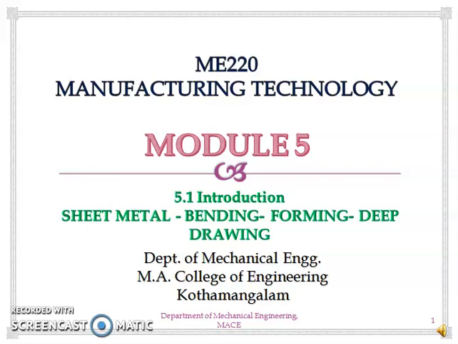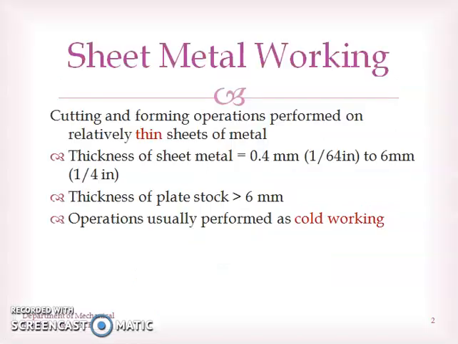Good morning, all. In today's session of Manufacturing Technology, we'll be starting Module 5. Module 5 deals with sheet metal operations. Sheet metal means a metal piece with thickness less than 6 millimeter.